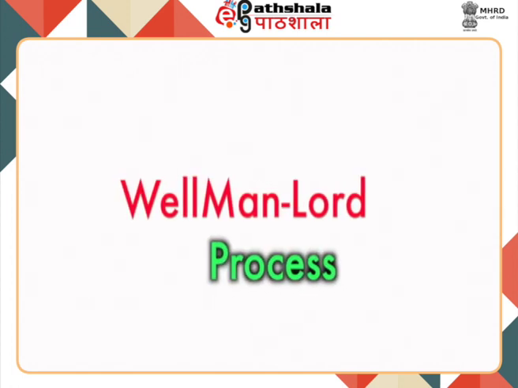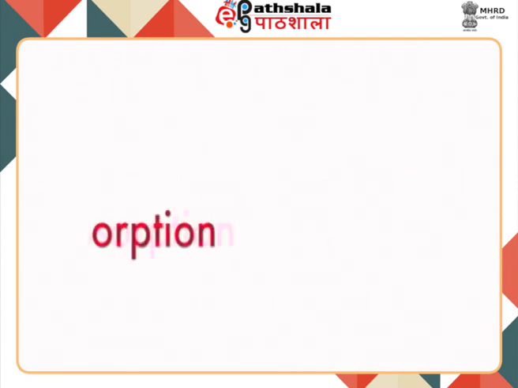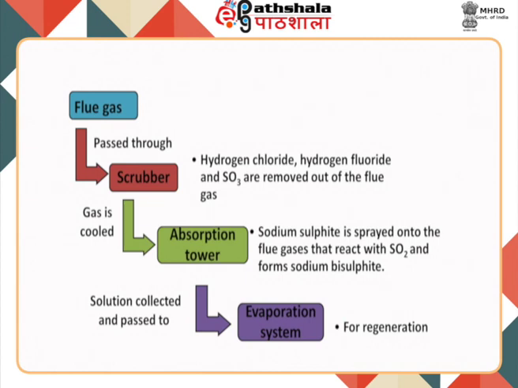The Wellman-Lord process. This process can be divided into two stages. The first is absorption. In this stage, the hot flue gases are passed through a pre-scrubber, and ash, hydrogen chloride, hydrogen fluoride and SO3 are removed from the flue gas. The gases are then cooled down and delivered to the absorption tower. A saturated solution of sodium sulfite is sprayed onto the flue gases at the top of the tower.